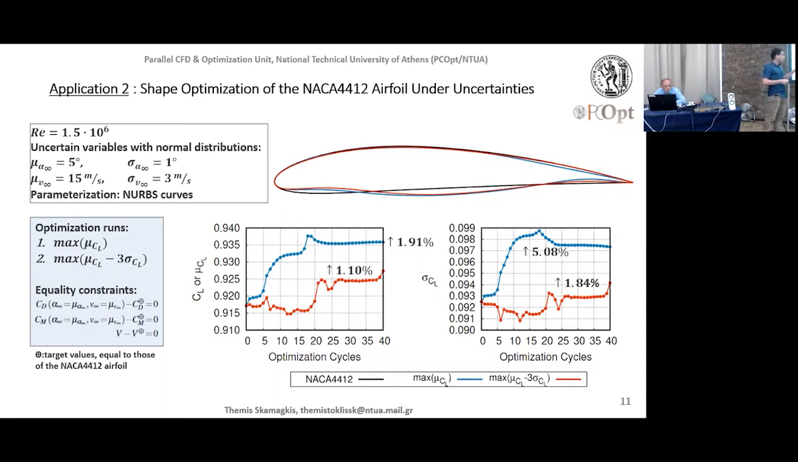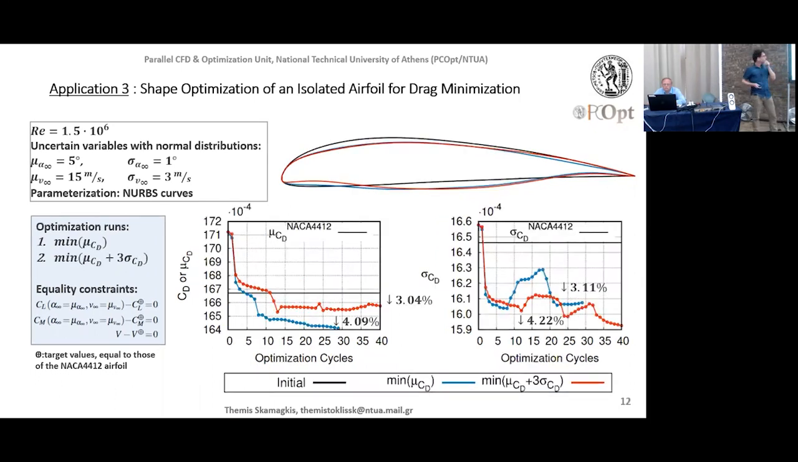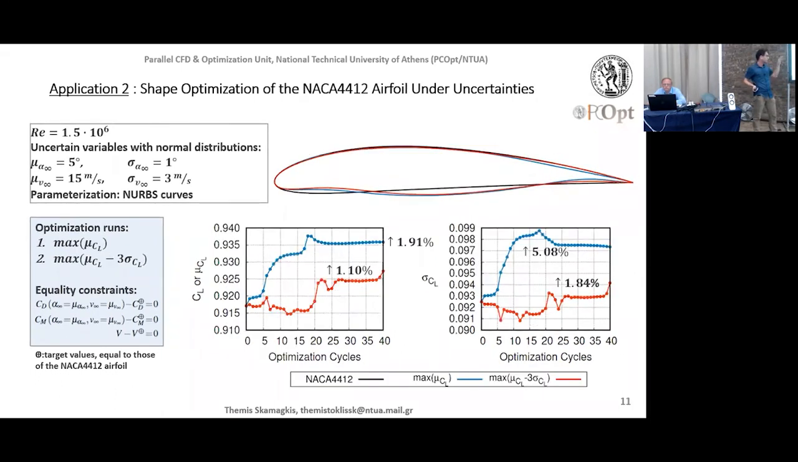After 40 optimization cycles, with mean CL as the objective function, it was increased by 1.9%, but at the same time, the standard deviation also increased by 5%. So in case this is undesirable, by including it in the objective function, at the end of the optimization, the standard deviation was only increased by 1.8%, but this also resulted in a smaller increase in CL, by 1 percentage point. At the end, all the constraints were satisfied.